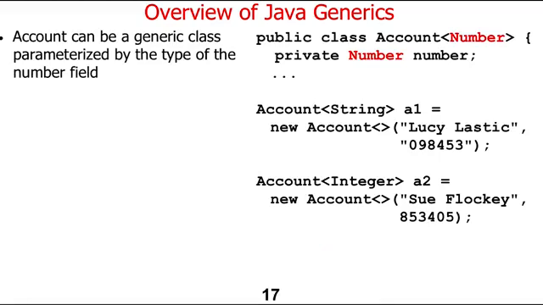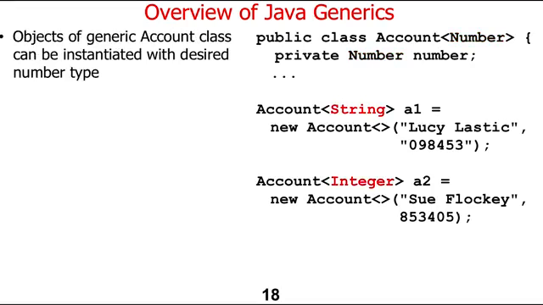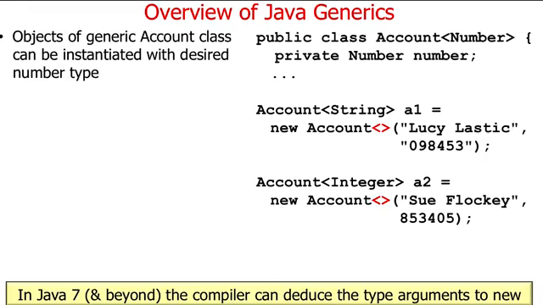For example, we can apply Java generics to define the account number type as a generic type parameter to the account class discussed at the beginning of this lesson, rather than hard-coding the number field in the account class as either a string or an int, or writing multiple versions of account. Objects of the generic account class can be instantiated by passing the desired number type, such as string or integer, as a type parameter to account. Note that in Java 7 and beyond, the compiler can deduce the type arguments to the new operator, so it doesn't need to be provided explicitly.